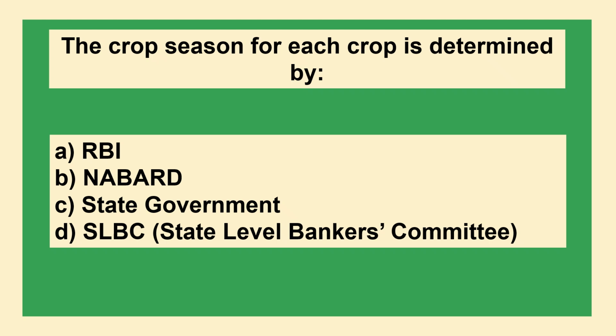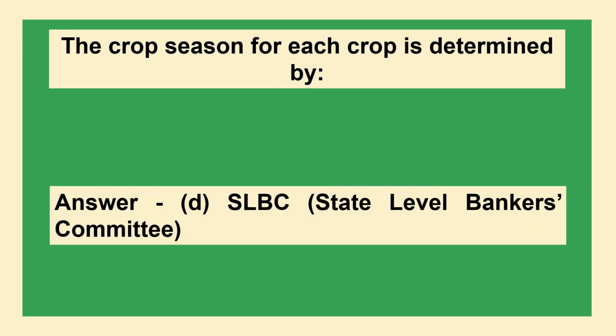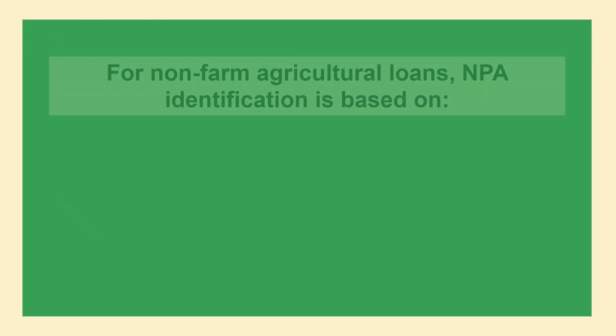The crop season for each crop is determined by option A RBI, option B NABARD, option C state government, option D SLBC state level bankers committee. The answer is option D SLBC state level bankers committee.